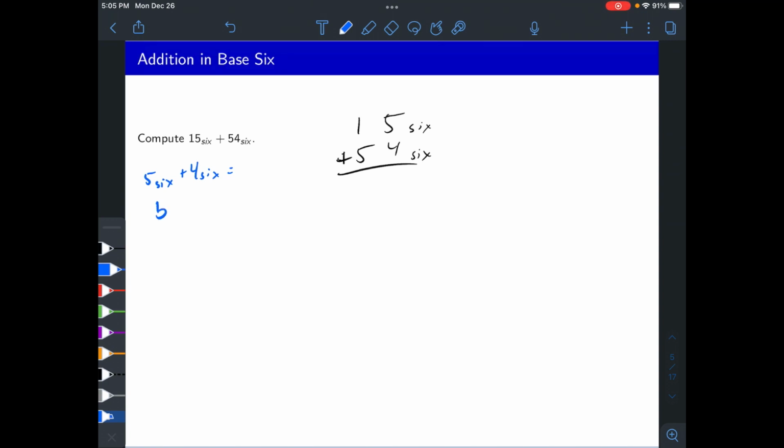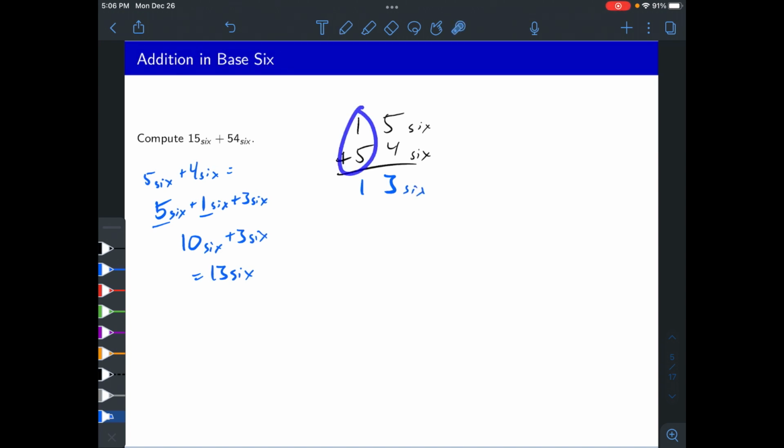So I could borrow 1 from the 4, split that 4 up as 1 and 3, and then 5 base 6 plus 1 base 6 equals 1, 0 base 6. So that's 13 base 6. Okay, so 5 and 4 gives us 13 base 6. And then 1 and 5. What's 1 plus 5 base 6? Well, it's just 10 base 6. And then I'll bring down another 0 because we're really doing 10 plus 50 base 6.